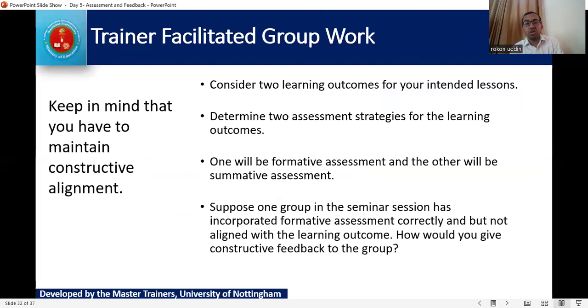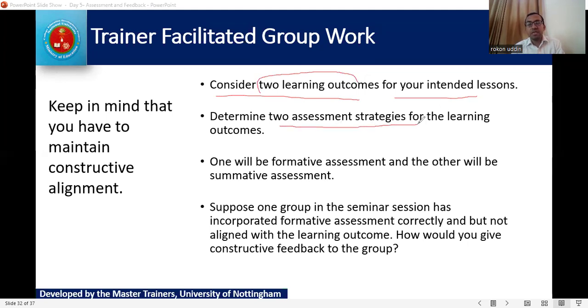Now I am going to tell you about the TGW of today. What you need to do, I am trying to explain the TGW that you are going to do today. Just look here. Consider two learning outcomes for your intended lesson. Of course, you have been dealing with a lesson plan for the previous 2 days, and you know how to formulate learning outcomes.